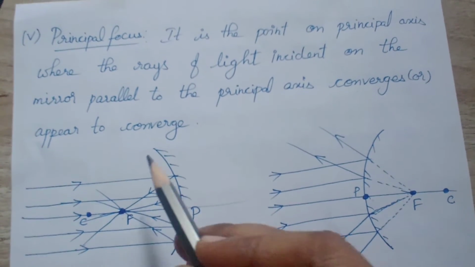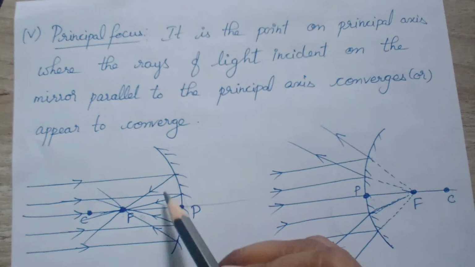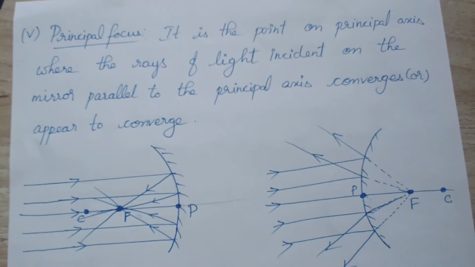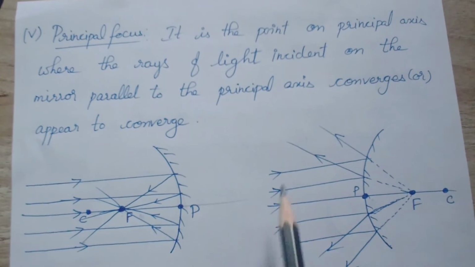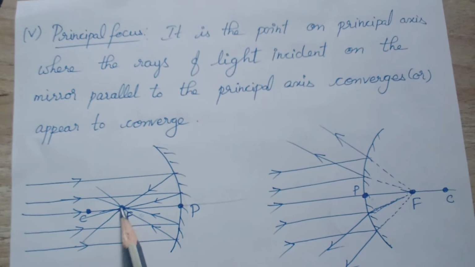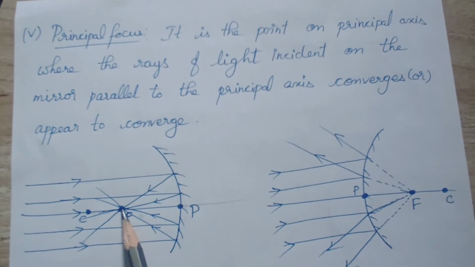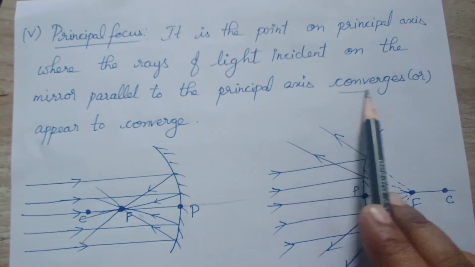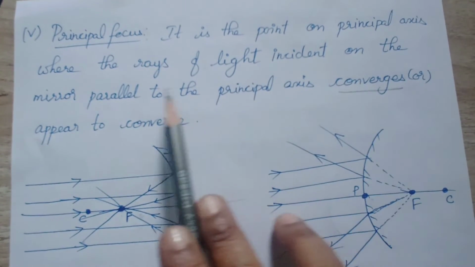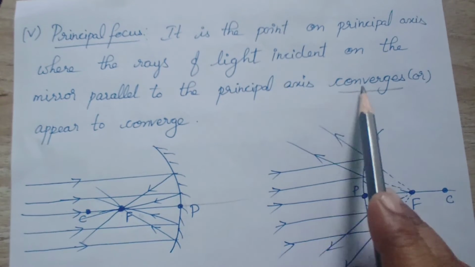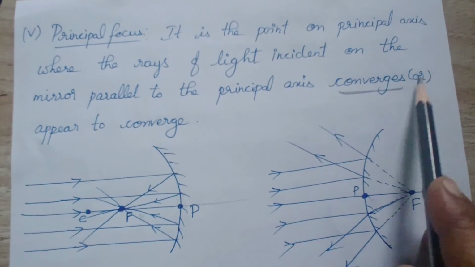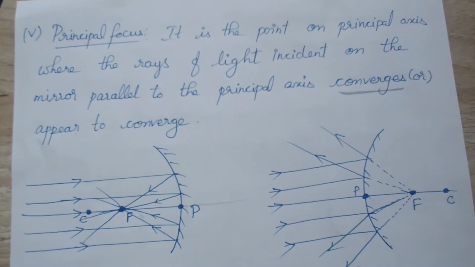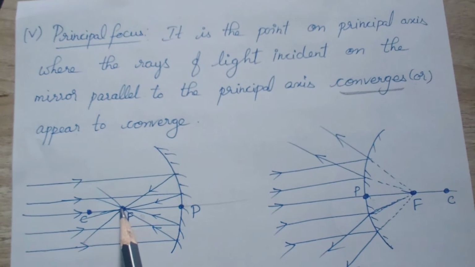Here, the reflecting surface is curved inward. This is a concave mirror, right? And it is converging here. So we have written converges, or appears to converge. Here it is converged.